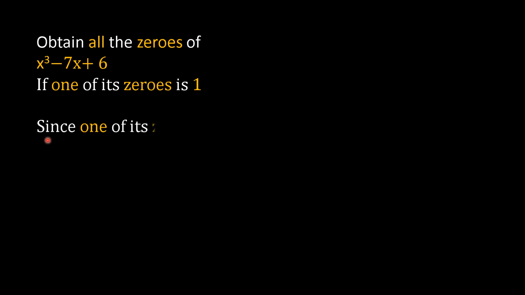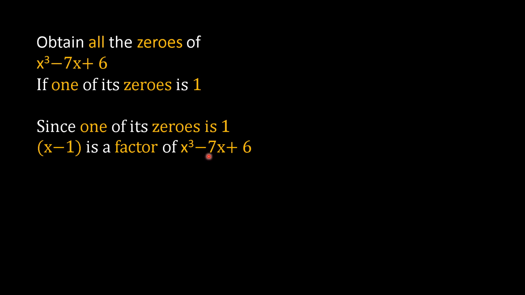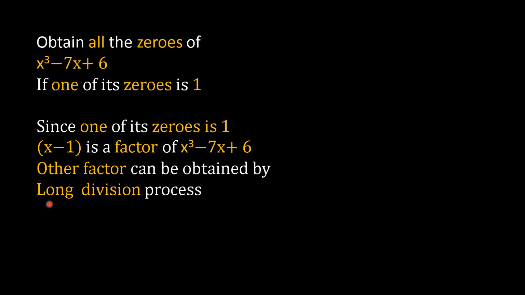Obtain all the zeros of the polynomial x cubed minus 7x plus 6 if one of its zeros is 1. Since one of its zeros is 1, x minus 1 will be a factor of x cubed minus 7x plus 6. The other factor can be obtained by the long division process. So we will divide x cubed minus 7x plus 6 by x minus 1 by the long division process.